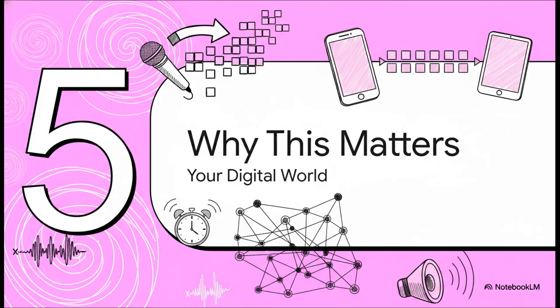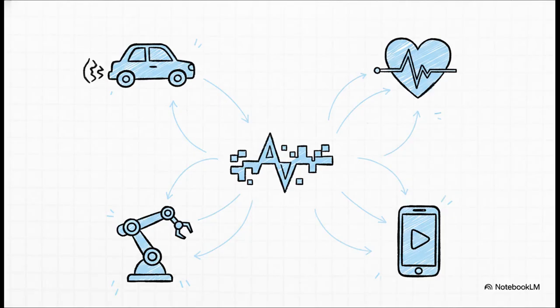So, after all this talk about sampling and aliasing and quantization, why does any of it actually matter to you? Well, because this completely invisible process is running nearly every single piece of technology in your life. And I'm not just talking about your Spotify playlist. Think about a self-driving car. Its sensors are doing this constantly to build a digital map of the world. Any error, any aliasing could be, well, catastrophic.